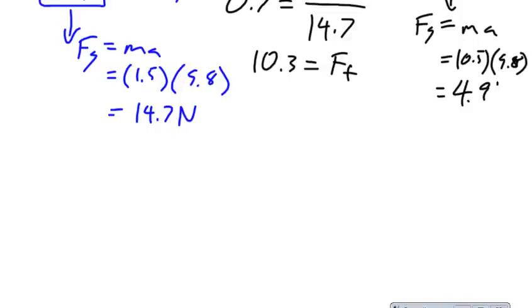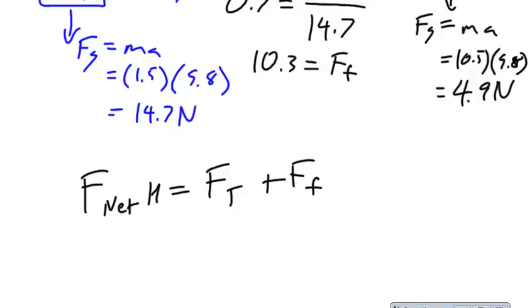So now let's think of this system as a whole. Our F net in the horizontal is equal to two things. It's equal to the force tension, which is produced from the dropping weight, and your force of friction. We know the force tension is equal to the force of gravity, so we've got 4.9 newtons to the right, but our frictional forces, if it was moving, would be equal to 10.3 newtons to the left.